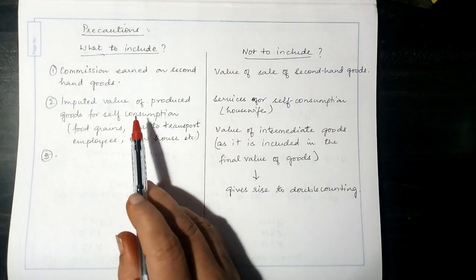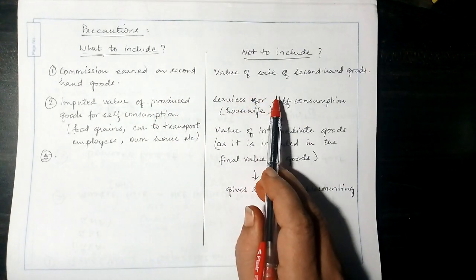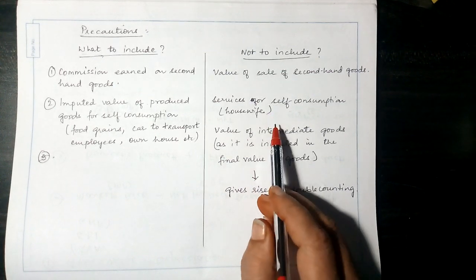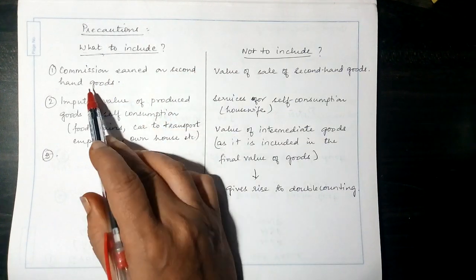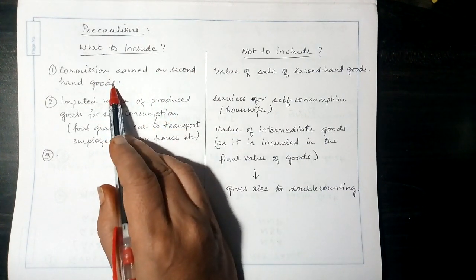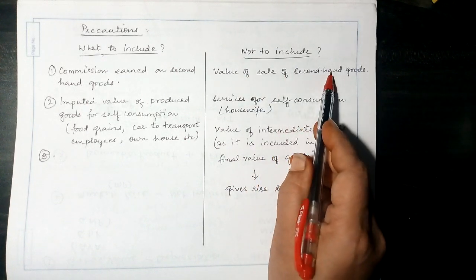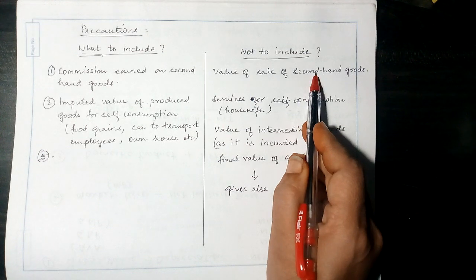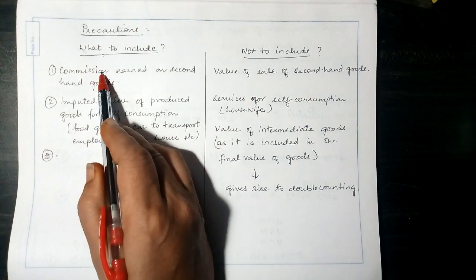However, there are certain precautions as to what to include and what not to include while calculating the national income by this value added method. The commission that is earned on second-hand goods needs to be included, whereas the value of the sale of second-hand goods should not be included, because this value is already included in the production of the final good. However, the commission needs to be added.